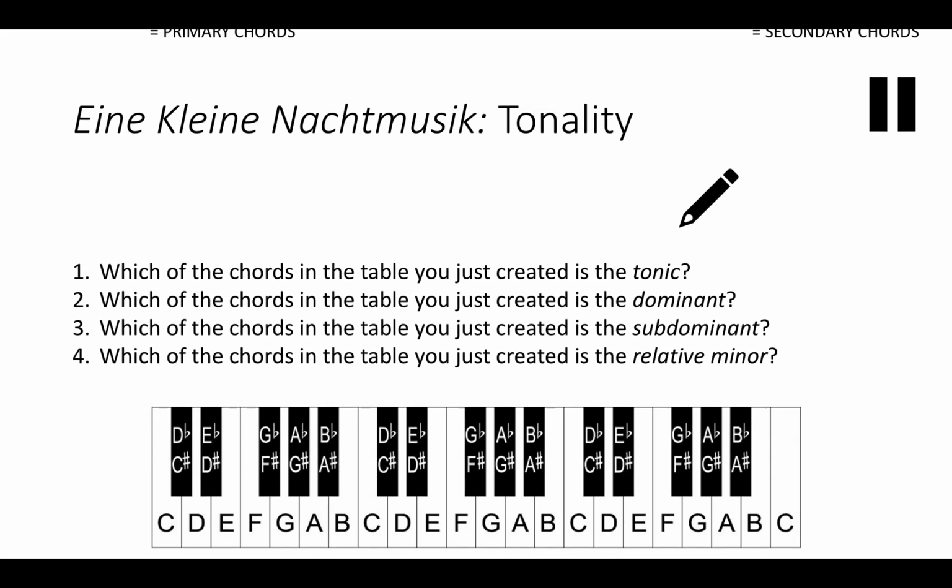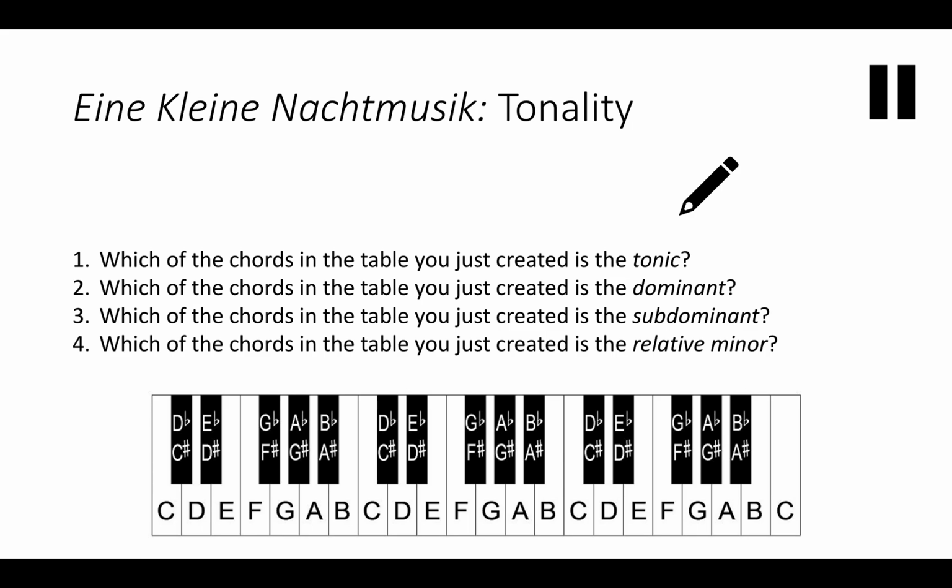So, I'd like you to pause the video and either using the textbook or using what you know from our lessons in the past, which of the chords in the table that you just wrote is the tonic, dominant, subdominant, and the relative minor. And you might like to use the trick of counting down 3 notes on this keyboard to work out the relative minor. Off you go.